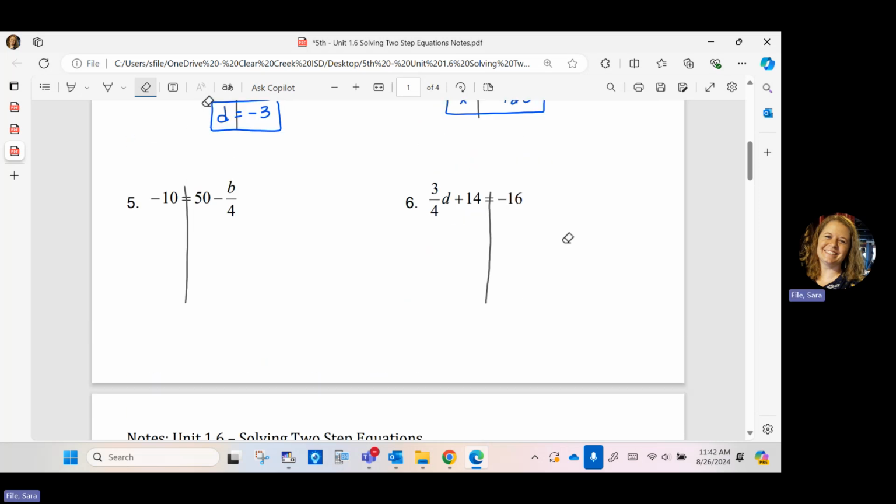All right, so now on this one, we're going to isolate our b. Oh, not b over 4, just the b. Might not let me highlight just the b. It's being funny. All right, so our constant that we want to move first is a positive 50. So we are going to subtract 50.